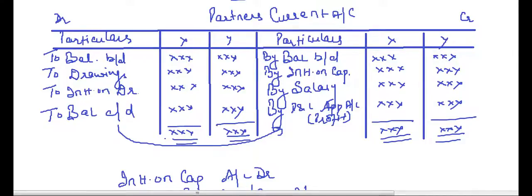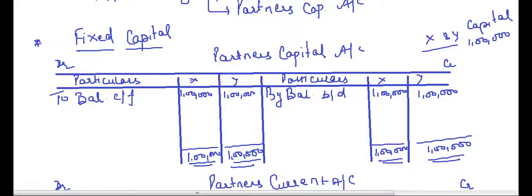Clear? I'll explain you once again. Under the fixed capital method, whatever capital partners are introducing in the business will not change in the partner's capital account. So in the partner's capital account, we say that the capital introduced is 1 lakh by X and Y. We say balance brought down is 1 lakh, and because it is a fixed capital, we cannot change it. We say balance carry forward is the same 1 lakh. Clear?